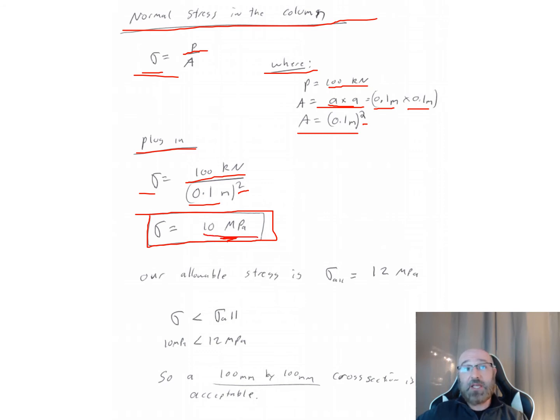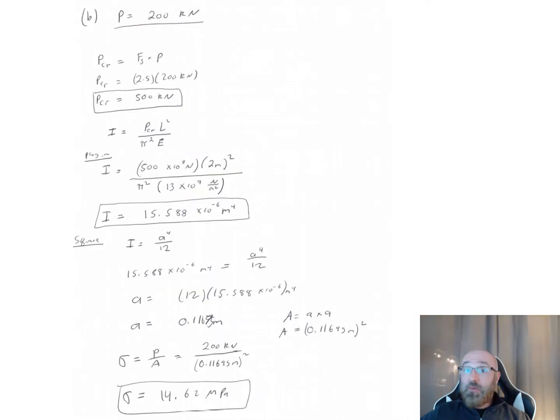This is in megapascals. When we compare it to our allowable stress in the problem statement, our allowable stress in the problem was 12 megapascals. So our sigma is less than sigma allowable, because 10 megapascals is less than 12 megapascals. Therefore, this 100 millimeter by 100 millimeter, or 0.1 meter by 0.1 meter cross-section is going to be acceptable for our case. So now we've answered part A.